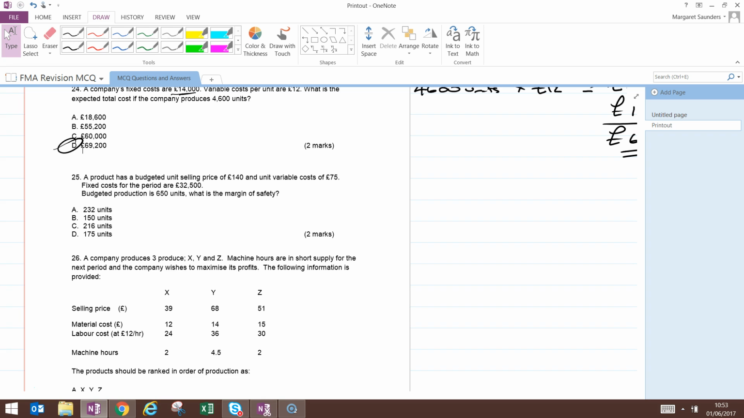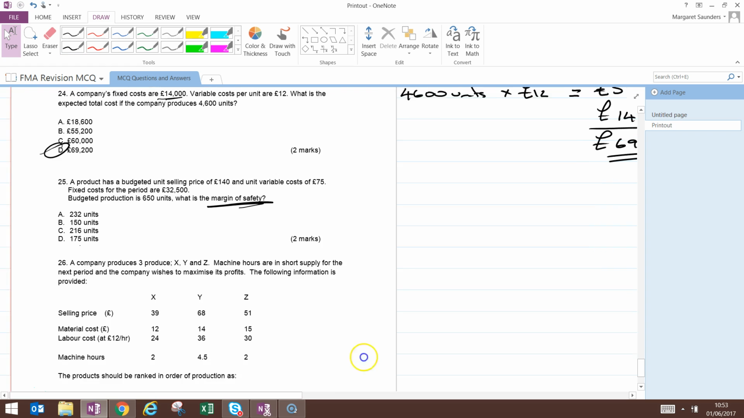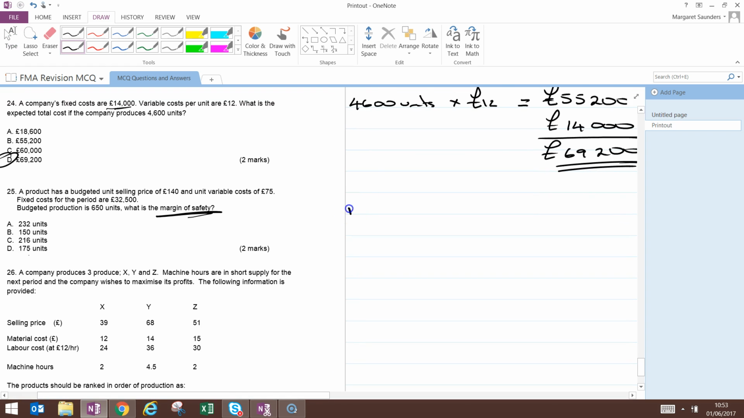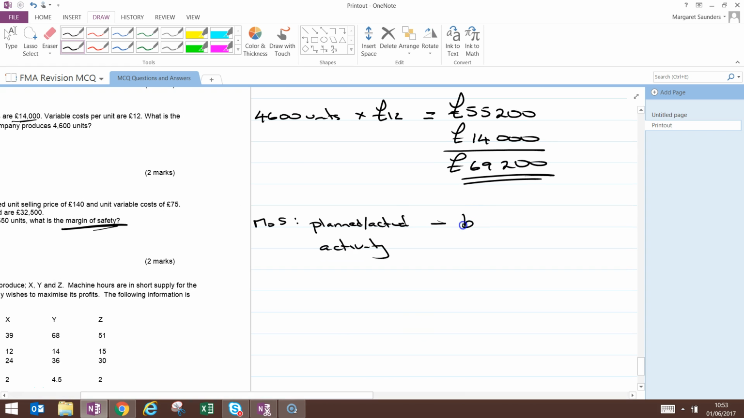Question 25 is another margin of safety. And if we look at the choices of answers, they're all units. So we just need the margin of safety in units. So just a reminder, margin of safety, it's the planned or actual activity minus break-even activity.